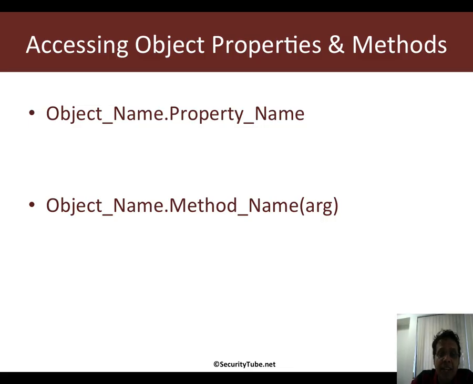Now, how can we access object properties and methods? It's very simple. This happens with the dot notation. We can access a property with the object name dot the property name, and we can call a method by using object name dot method name followed by any arguments which that method may take. Now let's jump right in to an actual example to make things clearer.